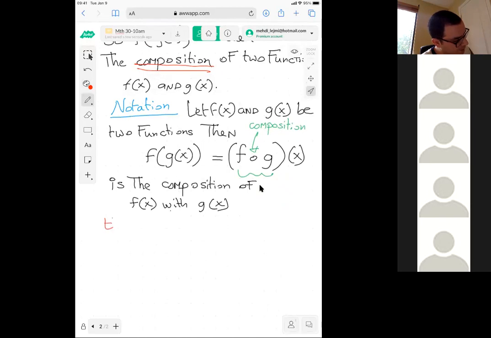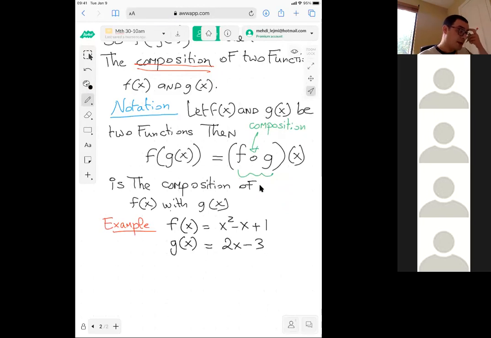So example, let's say f of x is x squared minus x plus 1, right? And g of x is 2x minus, let's say, 3, all right? So let's say you want to compute or find f of g of x, and of course you can also start with g, so g of f of x.